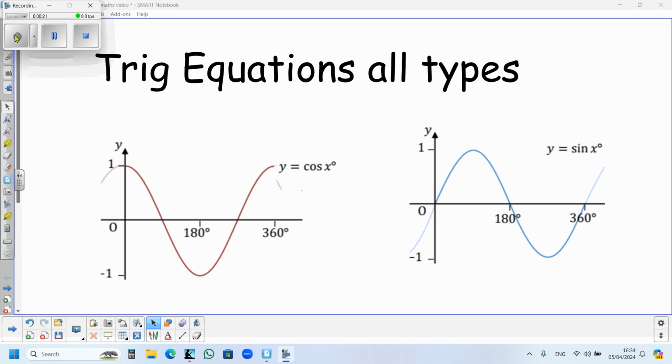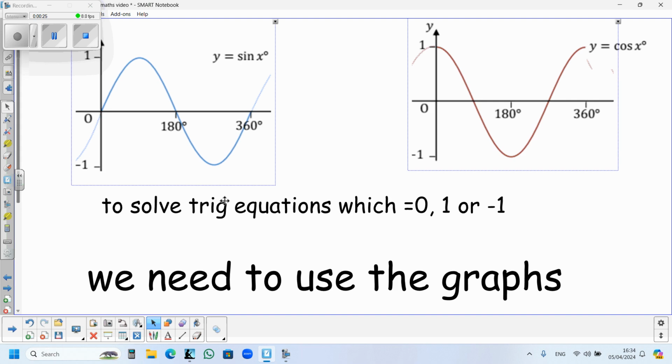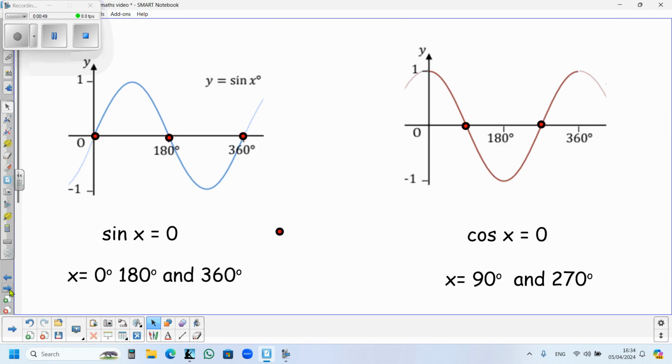So we'll start off with the special trig equations. So trig equations that end with 0, 1 or minus 1. So if anything is equal to 0, 1 or minus 1, those trig equations don't have an angle in a quadrant. They're at the interface of a quadrant. So for example, 90 degrees is not in quadrant 1, it's between quadrant 1 and quadrant 2. So for all of those equations, we've got to use those two graphs. So we'll have a wee look at some of them just now.